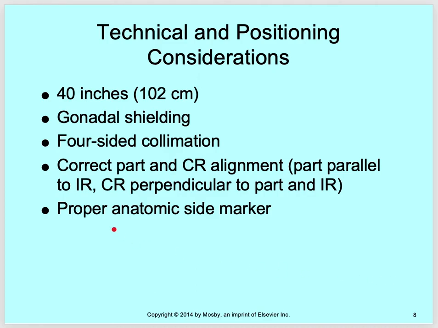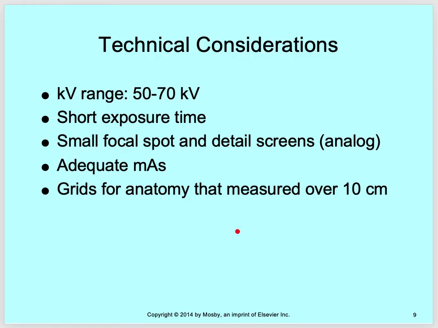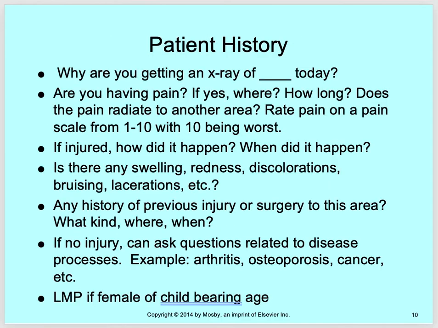Always the proper anatomic side marker, so make sure if it's the right side, the right marker, left side, left marker. Your kV range is going to be 50 to 70. It's a short exposure time. You're going to be using that small focal spot. Adequate mass, and then grids for anatomy that measure over 10 centimeters.